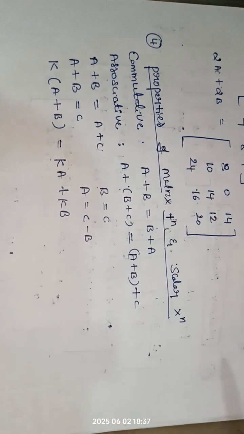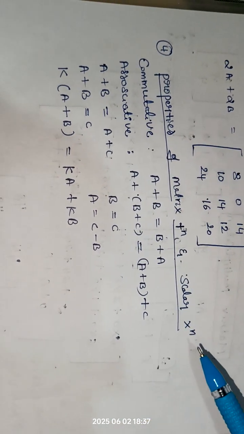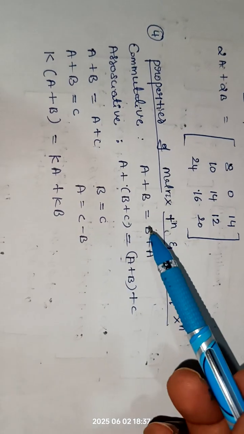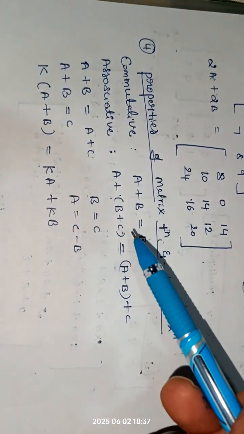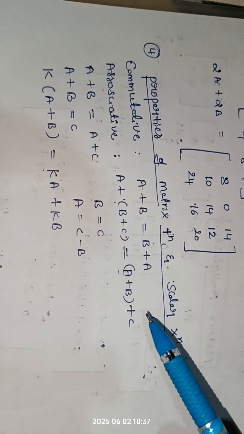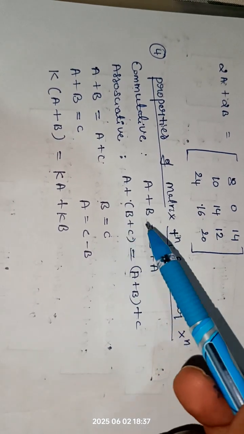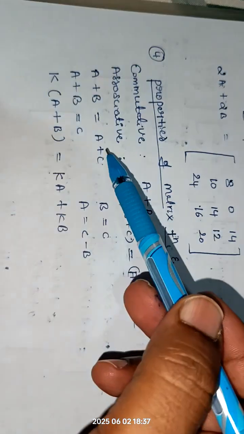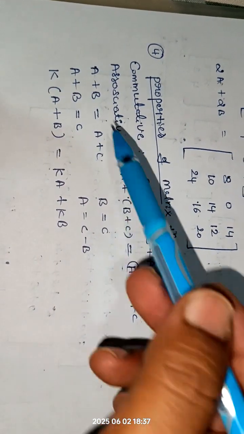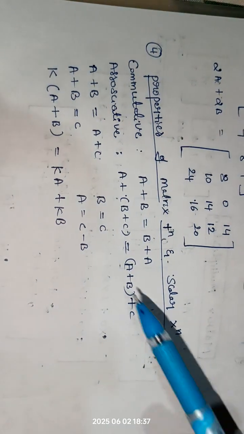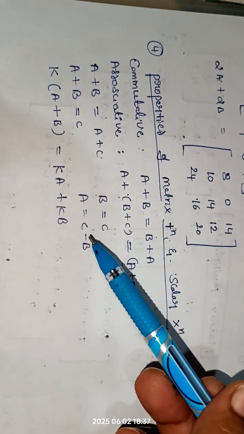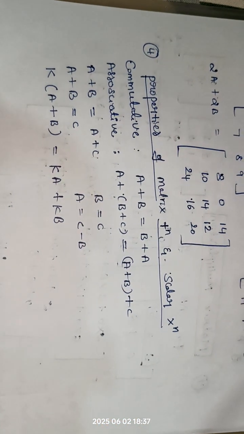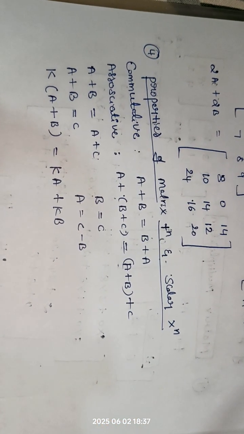Next, properties of matrix addition and scalar multiplication. These are the basic properties. Commutative, that is A plus B is B plus A. Associative, (A plus B) plus C is equal to A plus (B plus C). Look at the brackets, how they are put. A plus B equal to A plus C, where A and A, look at the position, then B equals C. If A plus B equals C, A is equal to C minus B. K into (A plus B) equals KA plus KB. Right? So these are the properties of matrix addition and scalar multiplication.